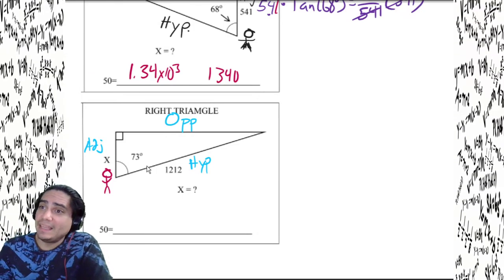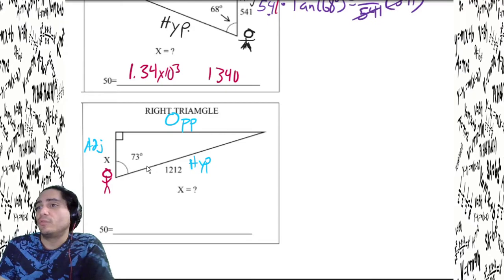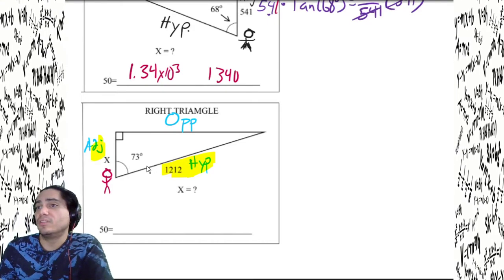All right. In any case, we got our angle of reference. We got 73. We got our hypotenuse right here. We got ourselves our adjacent right here.